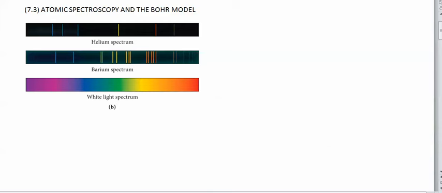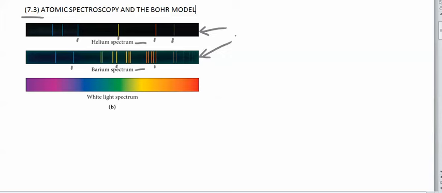The third section in Chapter 7 discusses atomic spectroscopy and the Bohr model. By atomic spectroscopy, it's the types of light that atoms absorb and emit. Here you'll see the helium spectrum and the barium spectrum. You'll notice that in these spectra, you see a bunch of individual lines, or very specific colors of light, that the atom absorbs and emits.